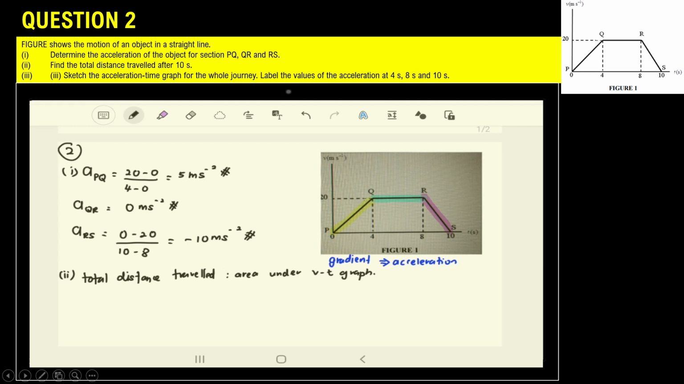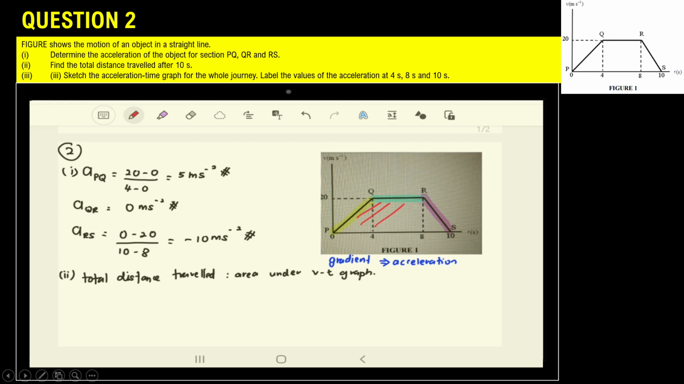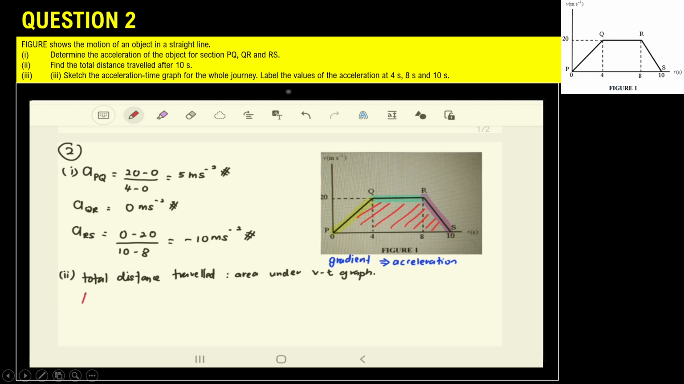Okay, so now you can see here, this is the area under the VT graph. It's a trapezium shape, so we can calculate the area of the trapezium. It should be half times (10 plus 4), where this is 10 here, and the height is 20. So it's equal to 140 meters. So this is the answer.